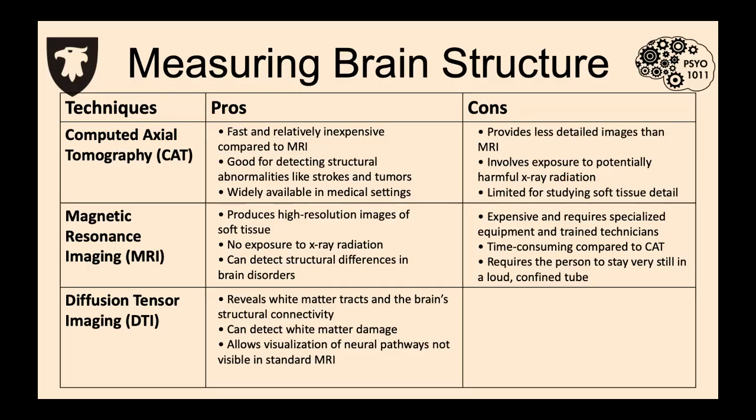And it can detect white matter damage, right? So if we go back to the multiple sclerosis example I was talking about last lecture, where they have this white matter degeneration in the central nervous system, well, if you do DTI on the brain of someone with MS, it will become apparent that there's actual connectivity issues. So where there's supposed to be clear white fibers coming across, you actually have broken connections. So it allows for visualization of neural pathways, not visible in standard MRI.